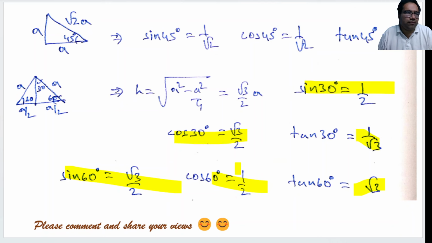So this is how great mathematicians derived the basic trigonometric results: sine 30, sine 45, cos 45, tan 60. All these things they derived from simple geometry. These basics we should always know so that we get a very good grasp of trigonometry.